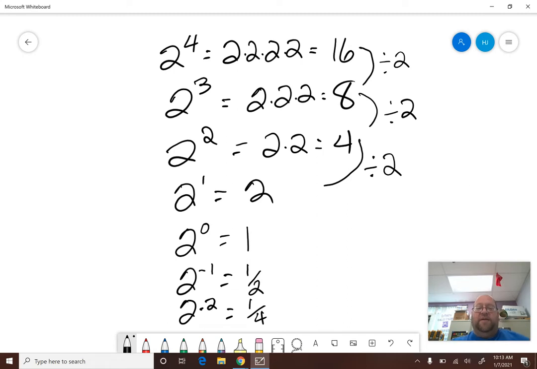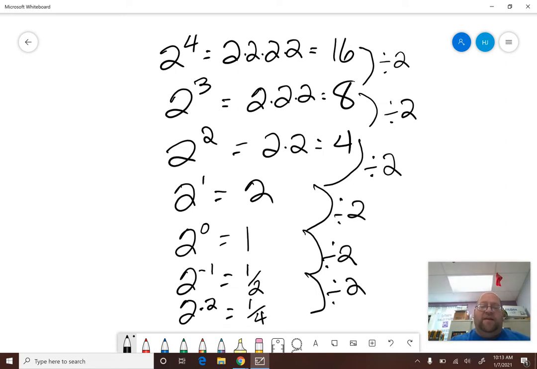Now it kind of helps me understand why in the world that 2 to the 0 is 1, because if I take 2 divided by 2, then guess what? I'm going to end up right back at 1. And if I take 1 and I divide it by 2, I'm going to end up with 1/2, okay? Then this last one, if I take 1/2 and divide it by 2, I'm also going to get 1/4, okay?